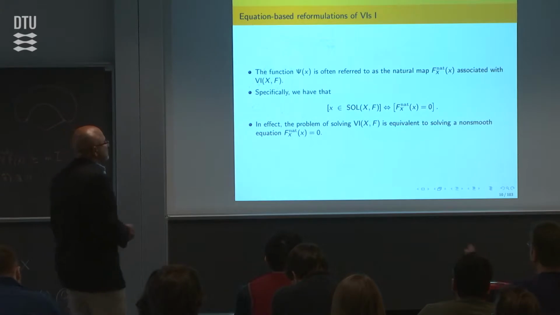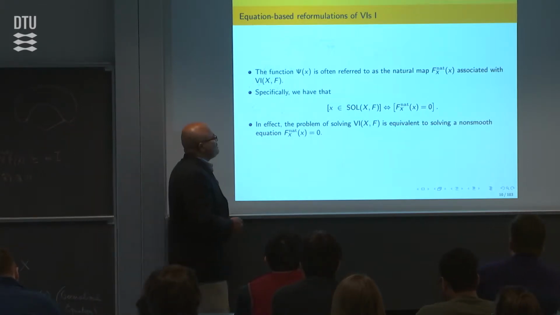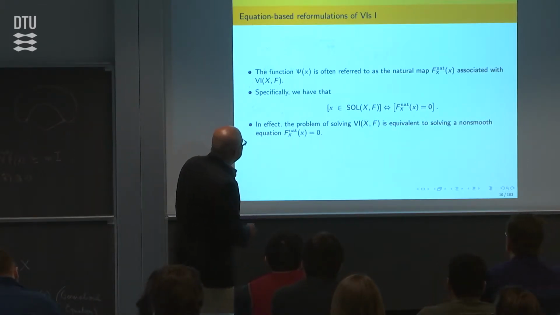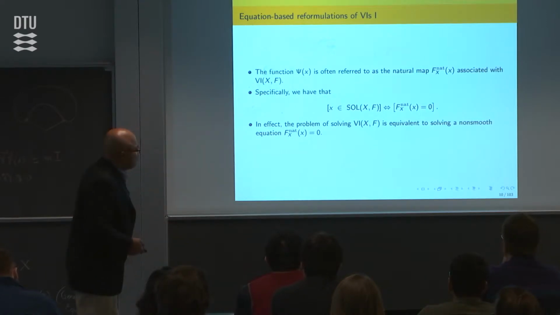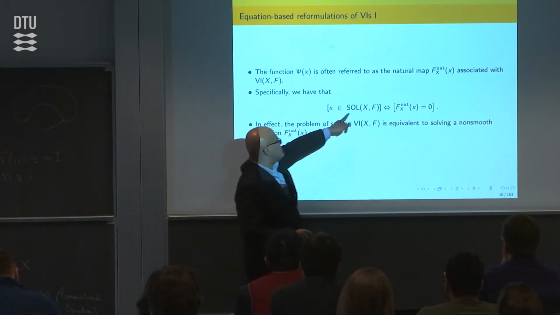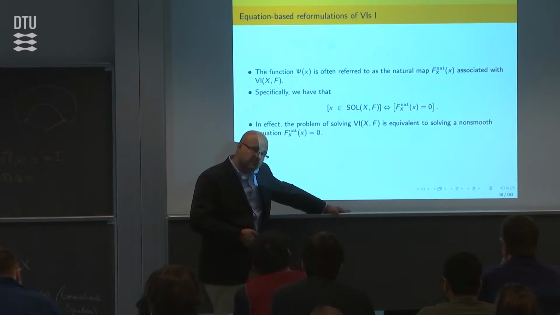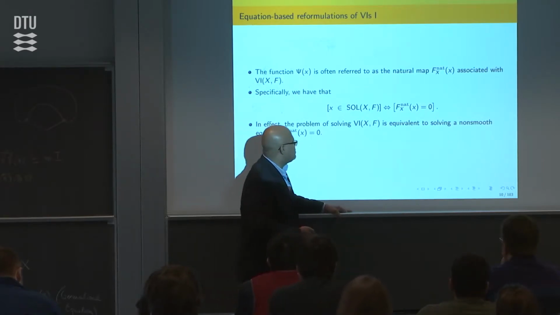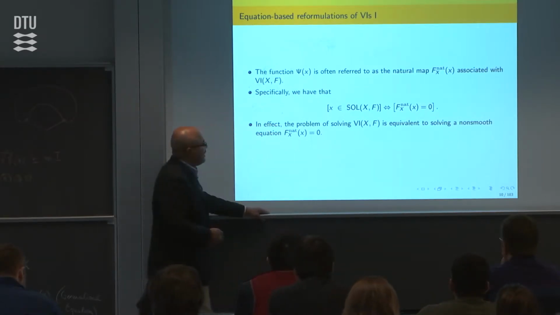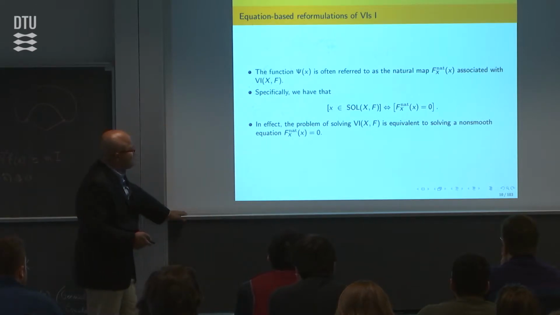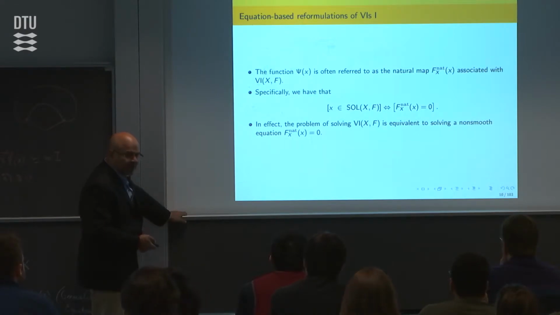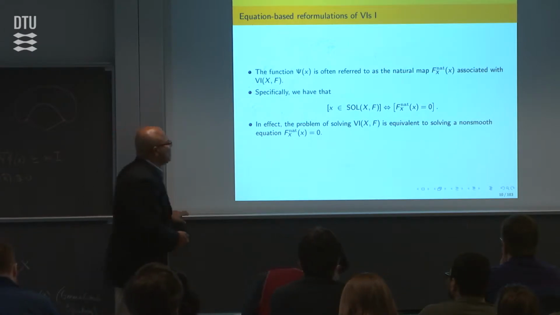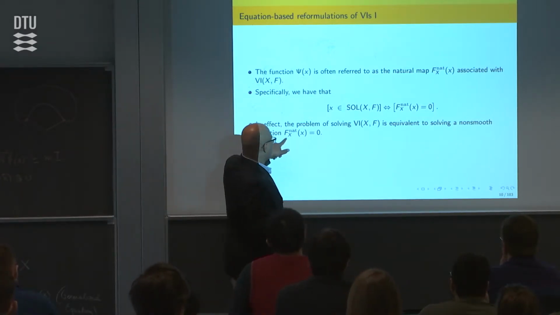Okay, so psi of x is often referred to as the natural map associated with VI(X, F). Whenever I write Sol, I just mean the solution set. Sol(X, F) is the solution set of VI(X, F). So x solves VI(X, F) if and only if the natural map at that point is 0. In effect, the problem of solving VI(X, F) is equivalent to solving a non-smooth equation.